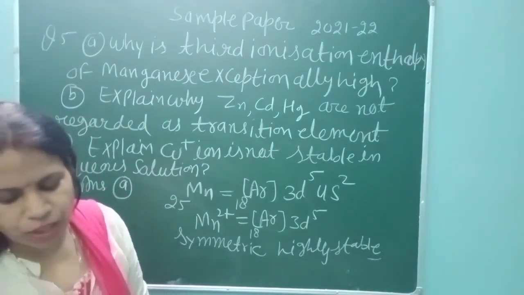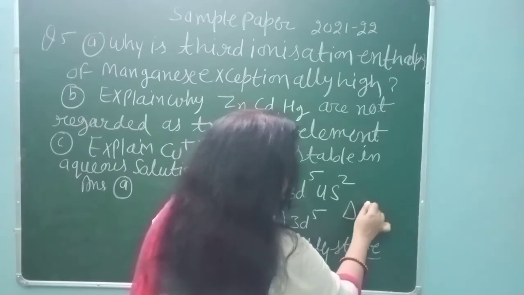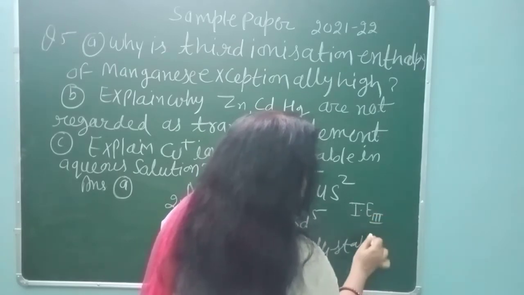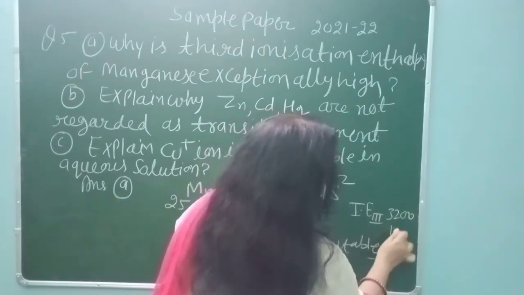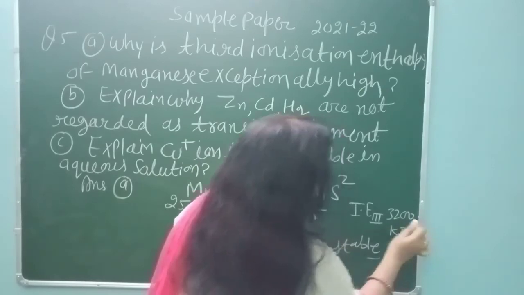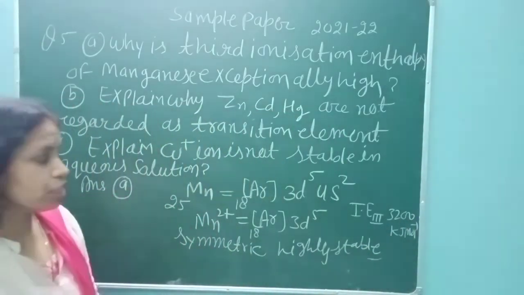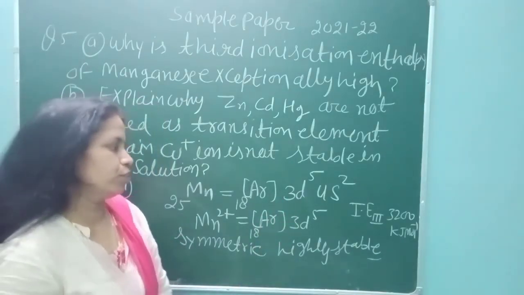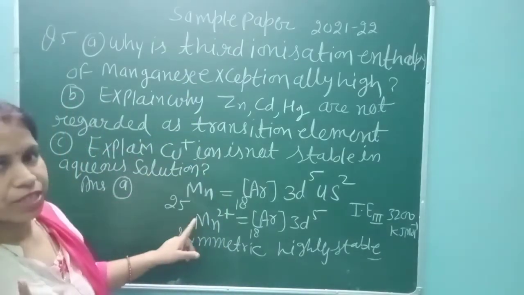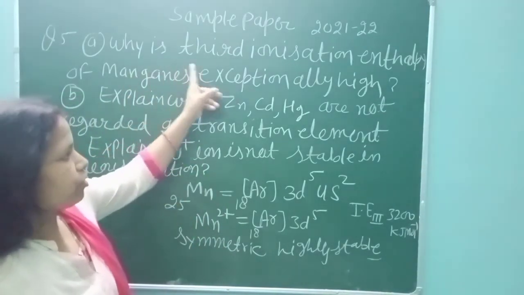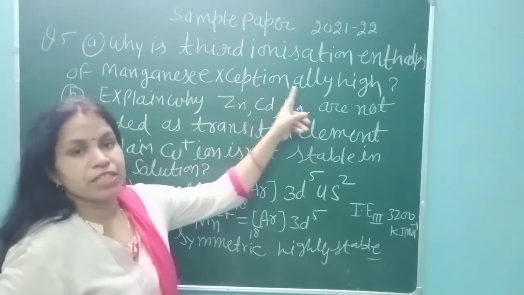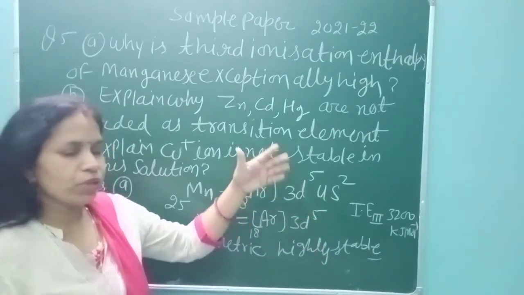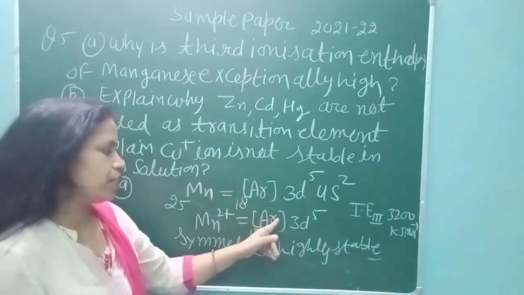The approximate value of the third enthalpy is 3200 kilojoule per mole. So a very high value is required to remove the last valence electron, because the d5 orbital is a highly symmetrical and half-filled orbital. So is it clear what the answer of the first A part is? Third ionization enthalpy of manganese is exceptionally high due to its half-filled orbital. It requires more energy to remove the last valence electron.